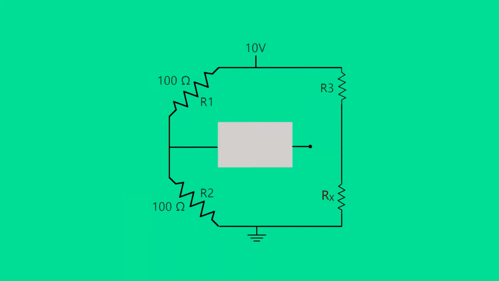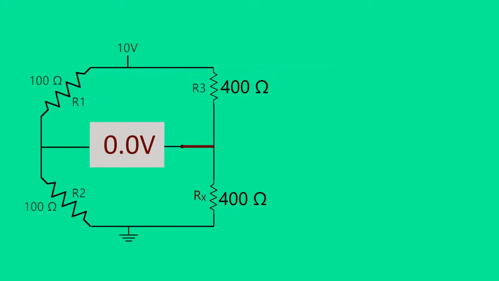A bridge circuit uses 4 resistors. Notice that in order to create a balanced bridge voltage of 0, each set of 2 resistors must be of equal value.